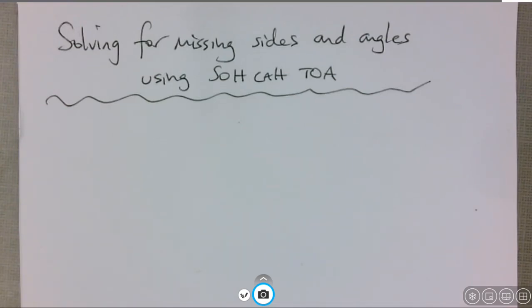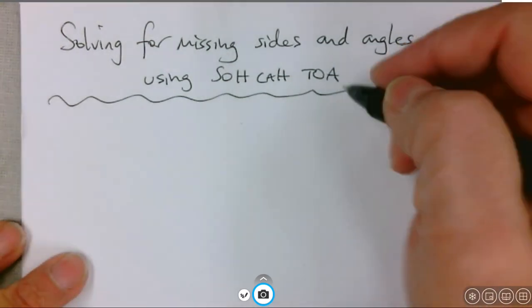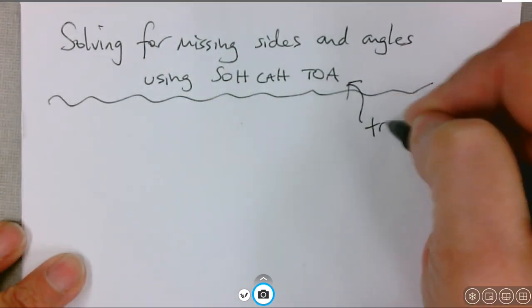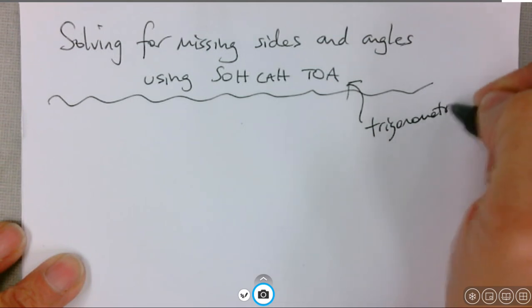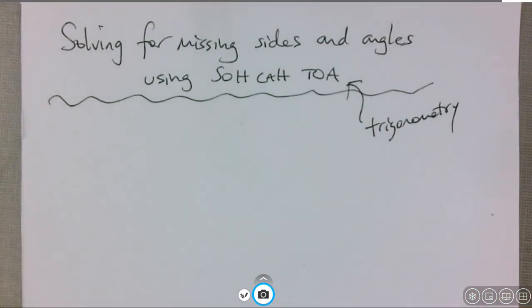In this video, we are going to learn how to solve for missing sides and angles using SOHCAHTOA. So what this refers to is trigonometry. SOHCAHTOA is a tool we use for trigonometry. And this video will refer to only right angle triangles.